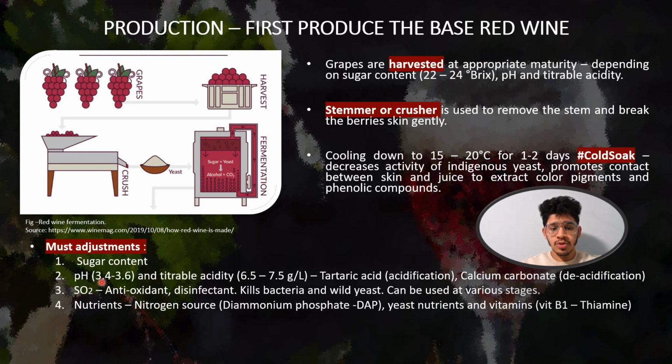Now what SO2 does is it acts as an antioxidant as well as a disinfectant. So if there are any harmful or unwanted bacteria or unwanted wild yeast present inside the must, they will be killed by the SO2. Now when SO2 is added depends upon the producer. It can be added at various stages of the production.